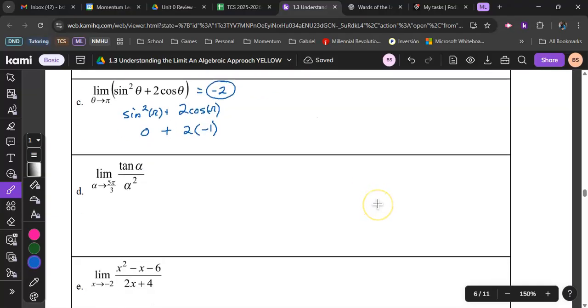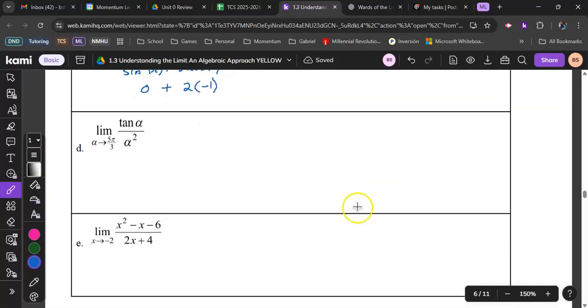Good work. All right. So now I've got alpha instead of theta. It doesn't matter. It's just a variable, right? And once again, I'm going to plug this in. So this is going to be tangent of 5 pi over 3 over 5 pi over 3 squared. So first things first, tangent of 5 pi over 3. That's the same as sine of 5 pi over 3 over cosine of 5 pi over 3.